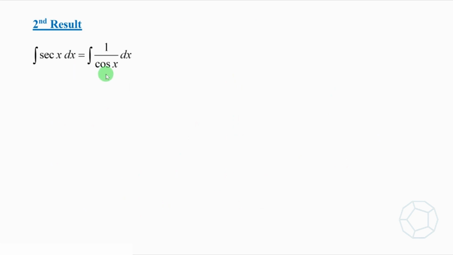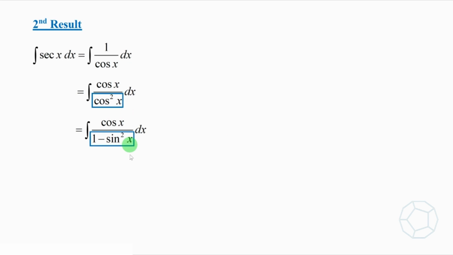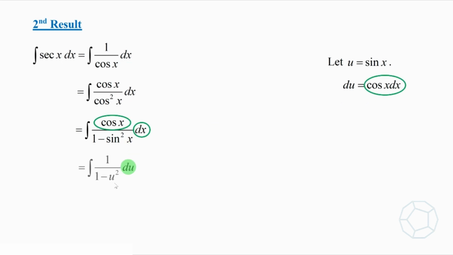Let's write secant x as 1 over cosine x. Multiply both numerator and denominator by cosine x. Then the term cosine square x can be changed to 1 minus sine square x. Now, it's good to do the substitution. Let u equal sine x, therefore du is equal to cosine x dx. So the integral is just integrate 1 over 1 minus u squared du. Great, we got the result of this integral already. Let's put it back. Now, we put u equals sine x into the answer.